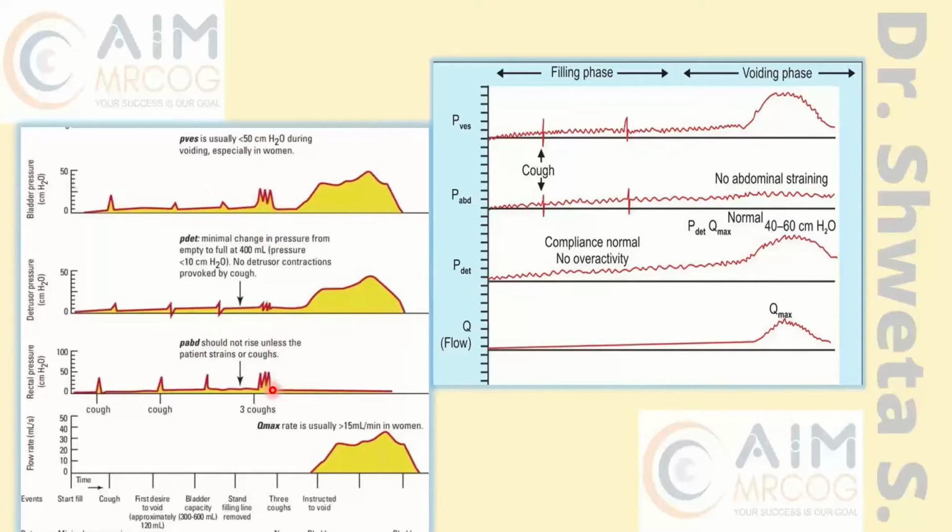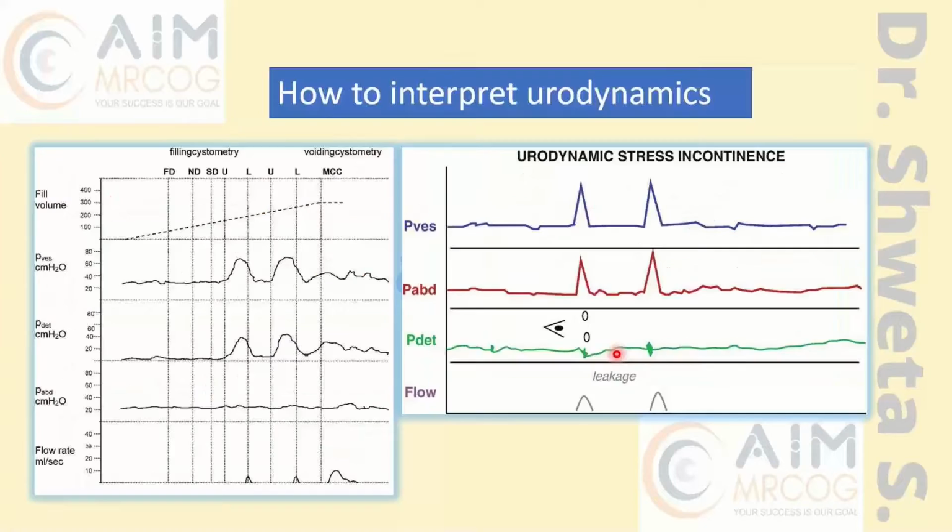So while filling, there is no detrusor contraction, but while voiding, there will be vesical and detrusor contraction, and there will be flow. So this is voiding, and this is filling, and detrusor pressure you want less than 15. So this is how the uroflowmetry is judged.